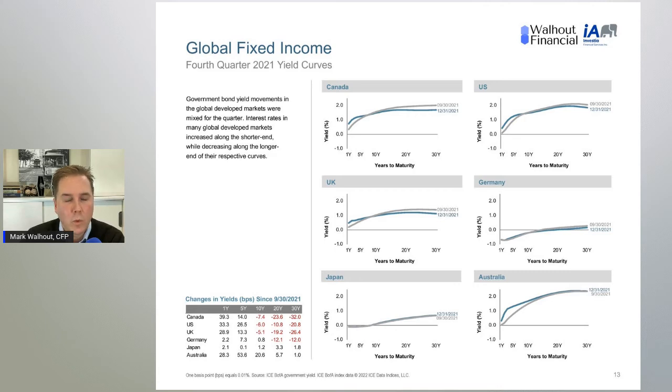And so the way that it works when you're building a fixed income portfolio is you want to target points on the yield curve where there's a nice positive slope. So when the slope moves kind of from bottom left to top right.